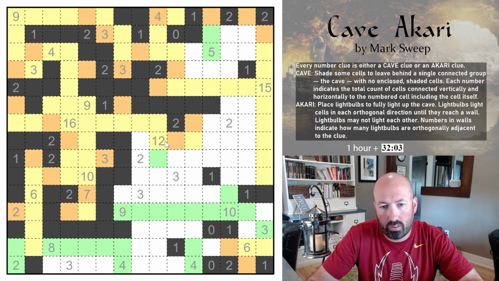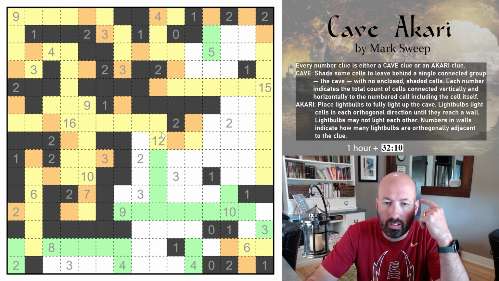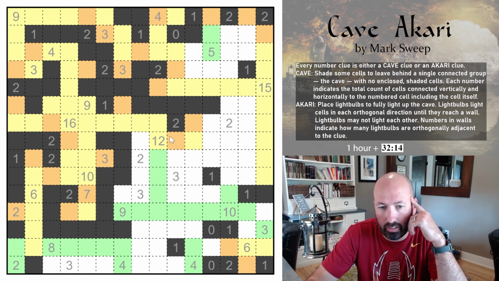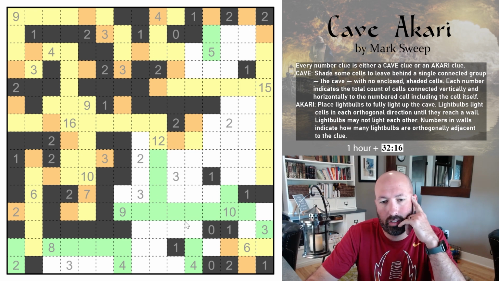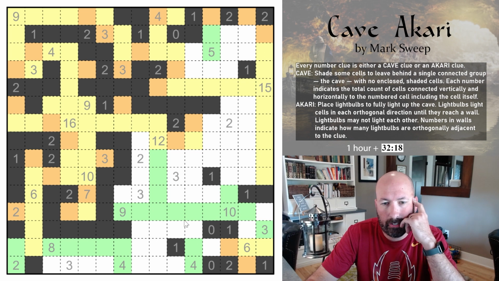Now the 12 is more limited because of this wall going across the top of it here. So we can do 2, 4, 6, 8 horizontally, 9, 10, 11, 12. We can only do 2, 4, 6, 9 vertically, 10, 11, 12. Okay, so yeah, that's good there.